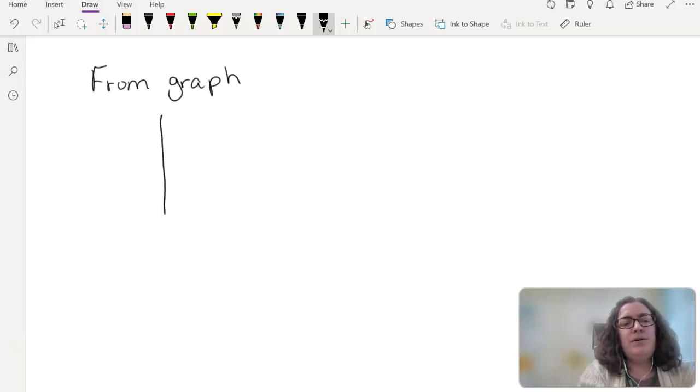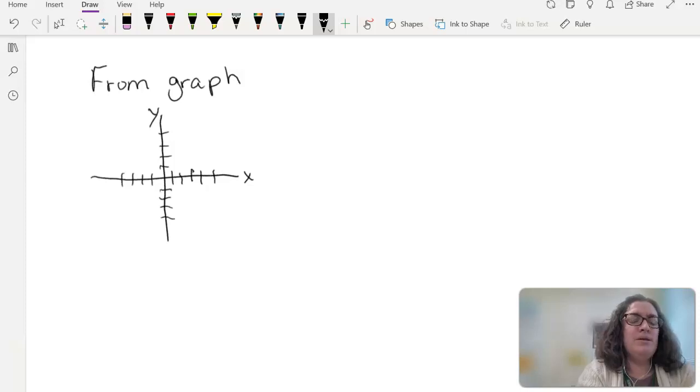And so I'm just going to go ahead and draw a coordinate plane. This would be the x-axis and this would be the y-axis. And I'm just going to draw a line here on the coordinate plane. So let's say our line goes through this point here and maybe this point up here. And so we'll draw that line.